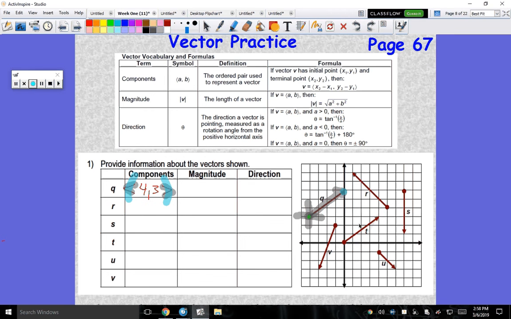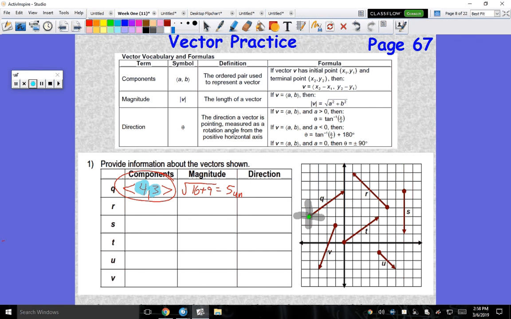So, Q is 4, 3 without those parentheses. All right. Magnitude. What do I do with what I've drawn right here? What do I do to get magnitude? 4 squared plus 3 squared, take the square root. So a squared plus b squared, take the square root. So 16 plus 9, I'm just showing the work, is 25, so we know it's going to be 5 what? Units. Good.